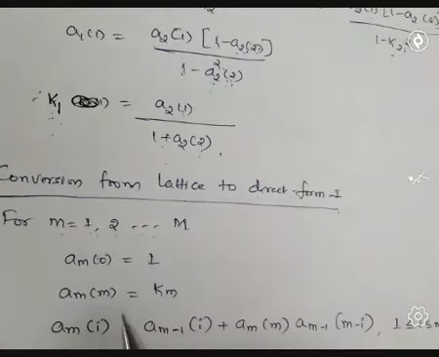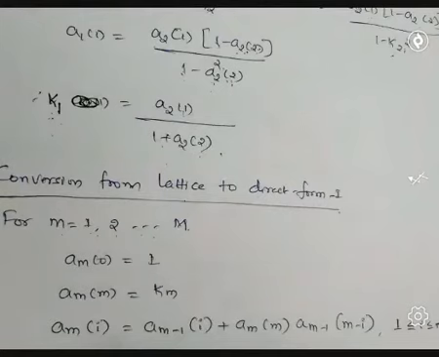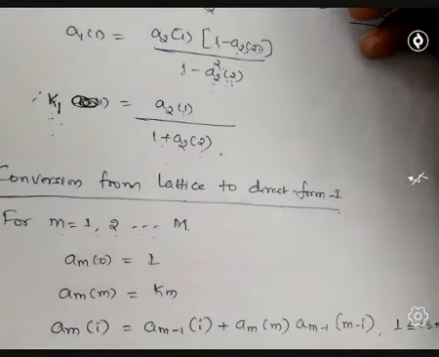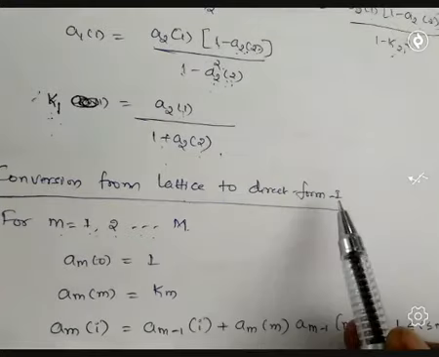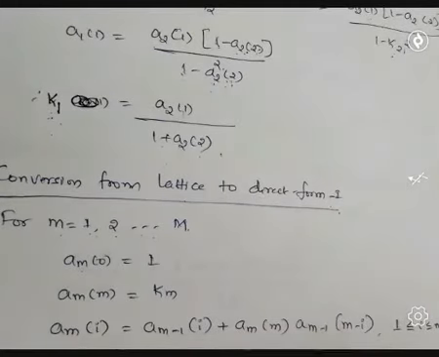In this case, in case of direct form to lattice structure, let us say, he will give the values of a coefficients. We have to calculate k1, k2, k3, and so on up to km. In case of conversion from lattice structure to direct form, he will give the values of k1, k2, k3, and so on up to km, and we have to calculate the coefficients am.